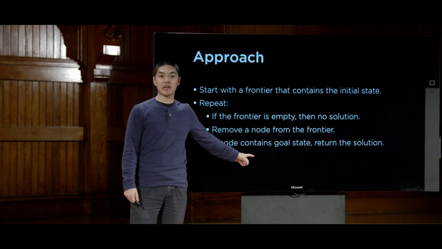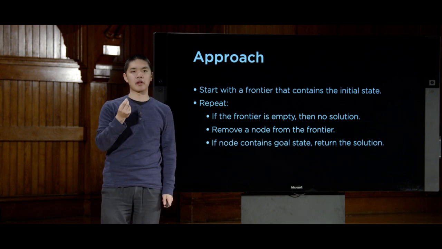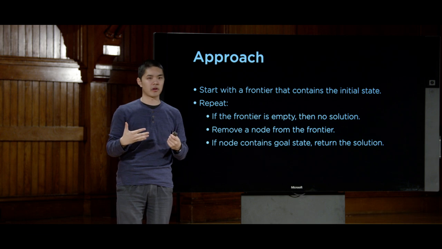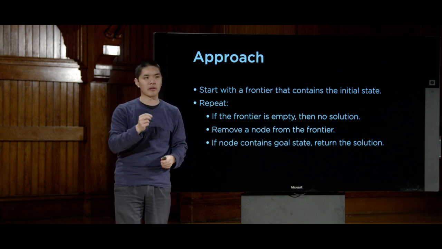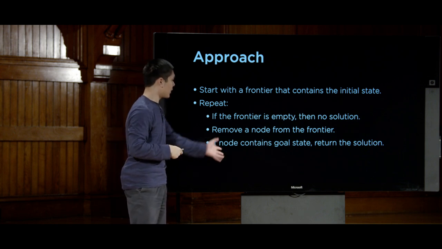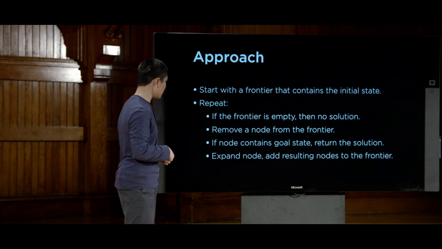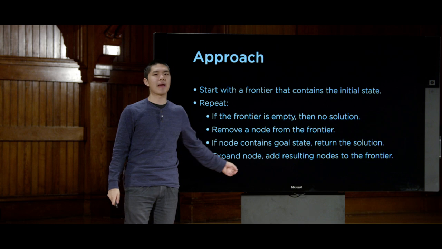If that node happens to be a goal, then we found a solution. So we remove a node from the frontier and ask ourselves, is this the goal? And we do that by applying the goal test that we talked about earlier, asking if we're at the destination, or asking if all the numbers of the 15 puzzle happen to be in order. So if the node contains the goal, we found a solution. Great, we're done. And otherwise, what we'll need to do is we'll need to expand the node.